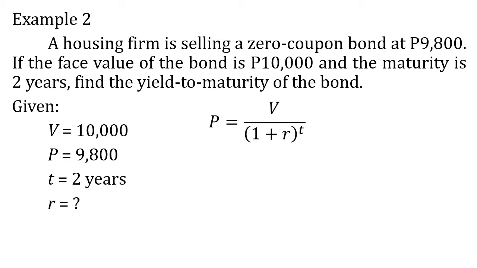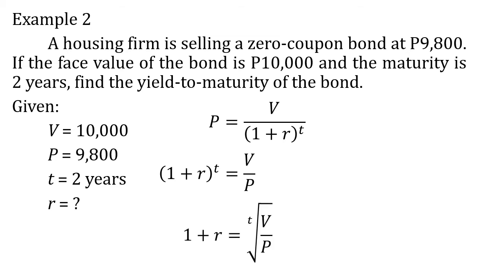So we are going to derive the formula for R using this formula. So this will be 1 plus R raised to T equals V over P. Then get the root of both sides of the equation by T. So 1 plus R equals the T root of V over P. Or when we transpose 1, this will be R equals the T root of V over P minus 1.